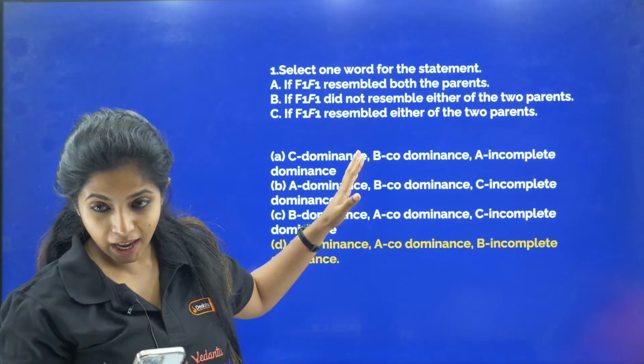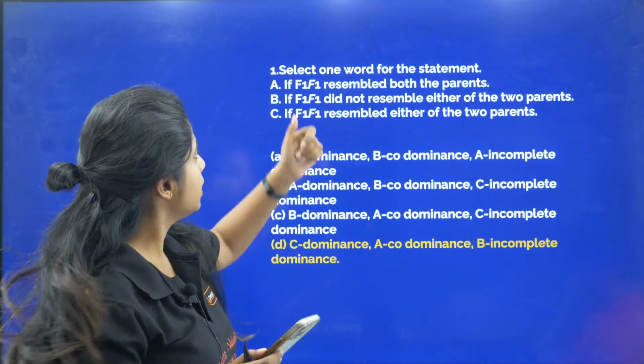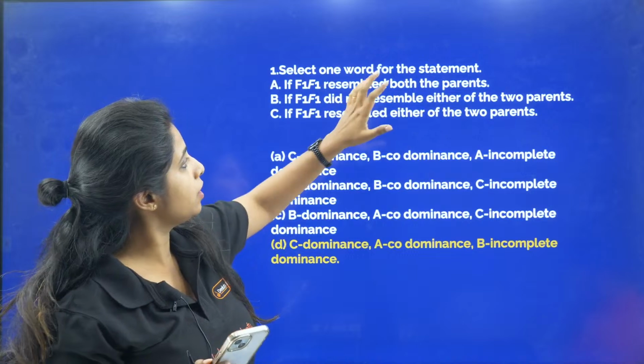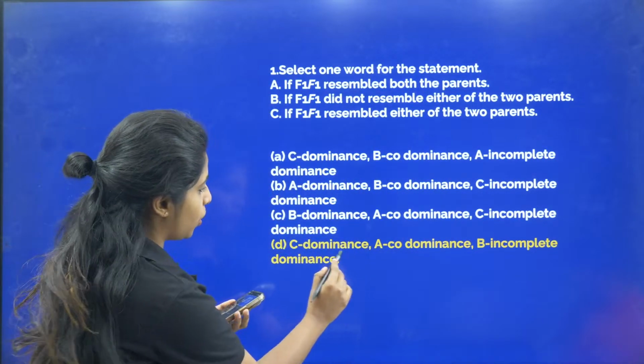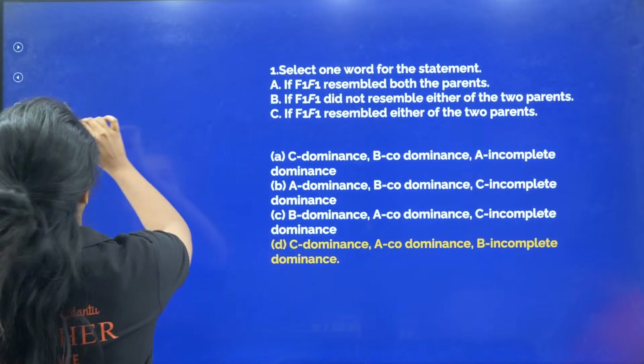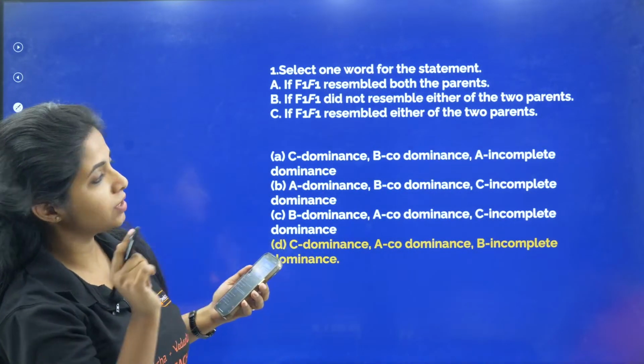So here I will be only giving the answers, so just understand the concept along with me. Select one word for the statement. When F1 resembles both the parents, what do you call this? You call this codominance, if F1 resembles both the parents.